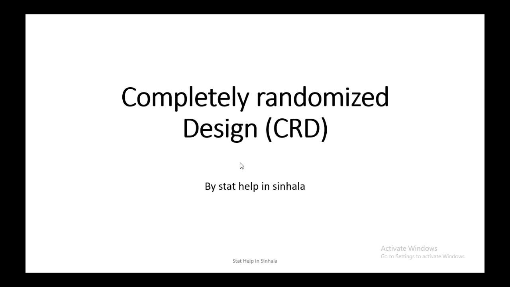Okay, today in this video I am going to talk about how to do ANOVA analysis for completely randomized design. Before going to ANOVA, I think it is better to identify what is the completely randomized design. Completely randomized design, as an abbreviation, can be called CRD. It is one of the mostly used statistical models in research.